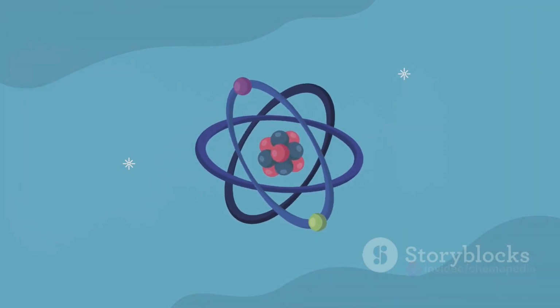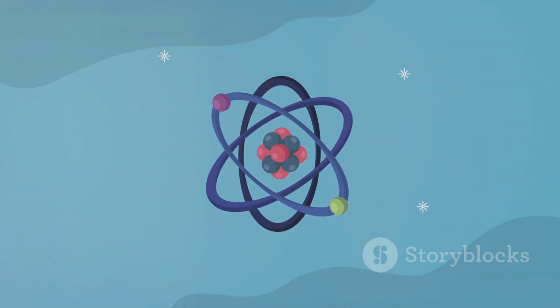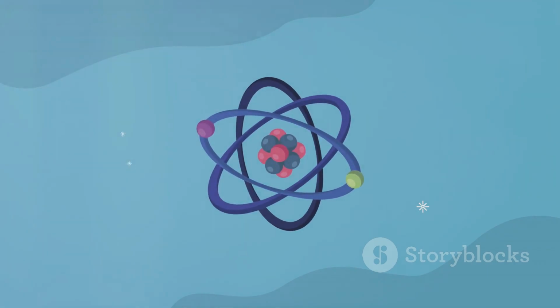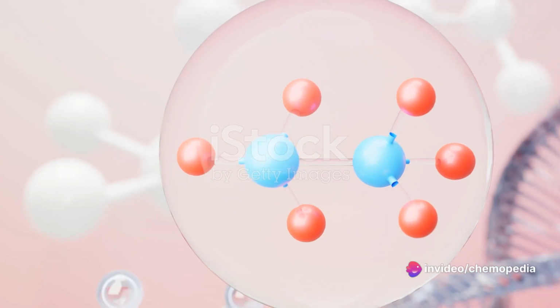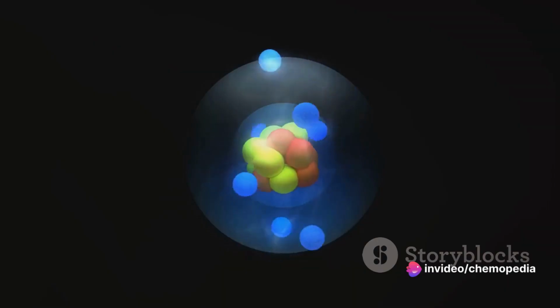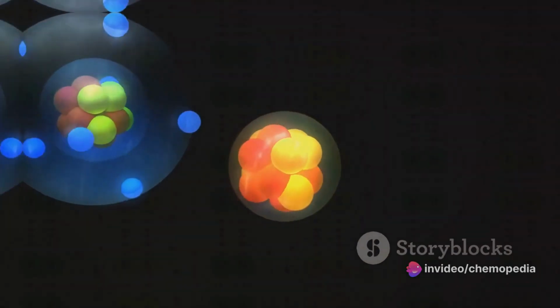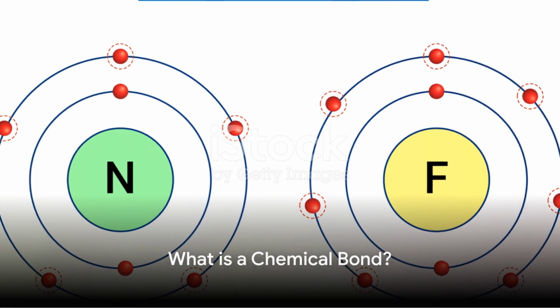In the vast universe of chemistry, atoms are the stars. They are the smallest units of an element that still retain the properties of that element. But just like stars in the cosmos, atoms don't like to be alone. They seek companionship, and they find it through a process known as chemical bonding. So, what is a chemical bond?